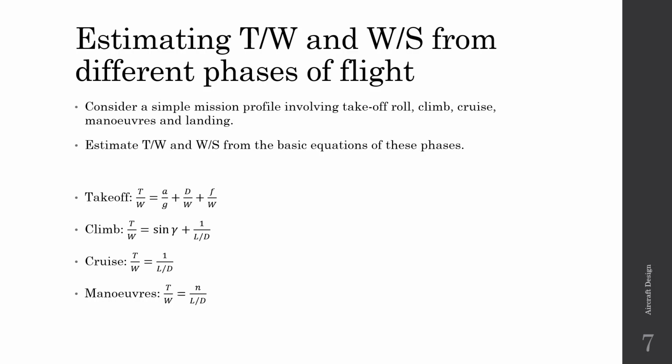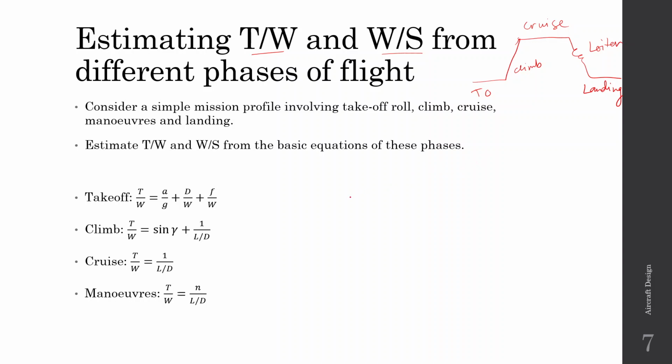Okay, now I am going to talk about some simple ways we can estimate the thrust loading and the wing loading from different phases of flight. We have to consider a simple aircraft mission requirement which consists of takeoff and climb, cruise, loiter, and landing. For each of these phases, we will use the fundamental equations to get the value of T by W and W by S.